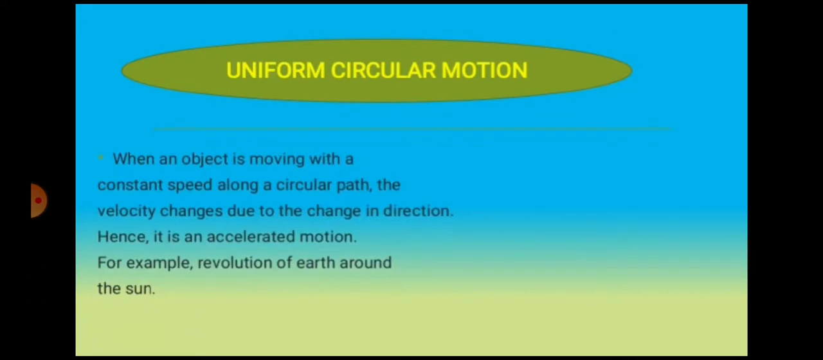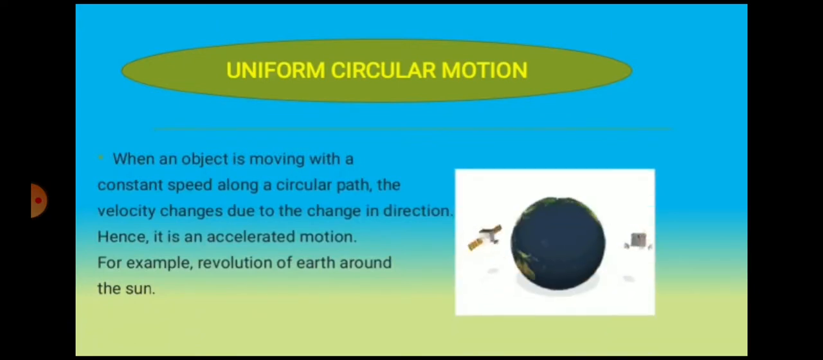Next, we are going to see uniform circular motion. When an object is moving with a constant speed along a circular path, the velocity changes due to the change in direction. Hence, it is an accelerated motion. For example, revolution of Earth around the Sun, revolution of Moon around the Earth, and the tip of the seconds hand of a clock are all accelerated motion.